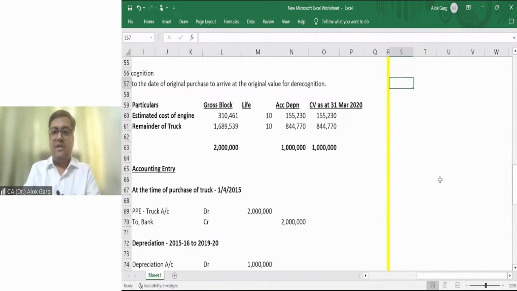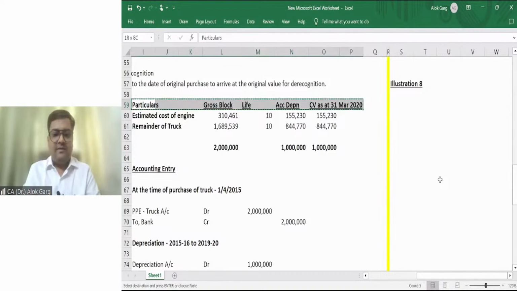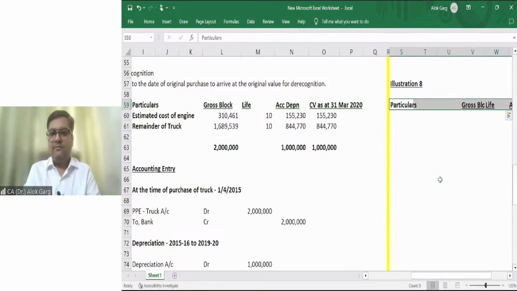This is illustration number 8, right? I'll just show you the calculation, okay? Because the accounting entry, everything you are aware of. Let me put all these things here.